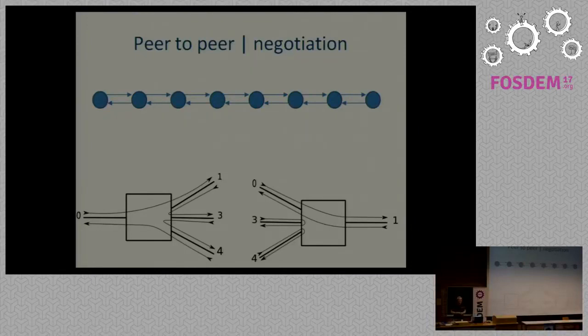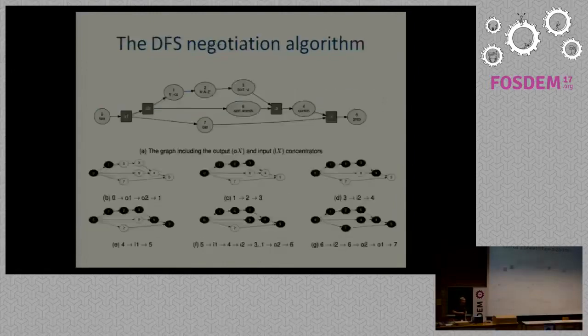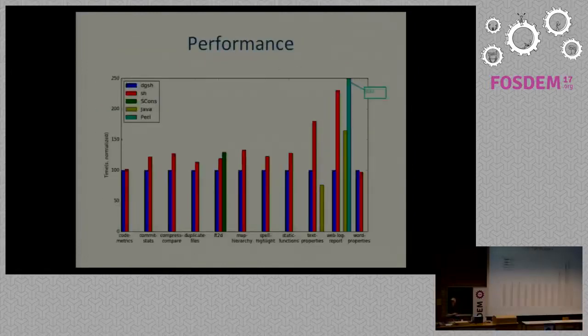So do you have any numbers on the speed up you can achieve on daily tasks, for instance? Yes, thanks. So this is the time for DAX, the blue one. The red one is with SH, with the temporary files. And for some programs, I also implemented them in Java or Perl, and the time was a lot longer. But of course, DAX uses more cores, so it can be a lot more efficient. So you typically get a speed up, especially if you can use more cores.